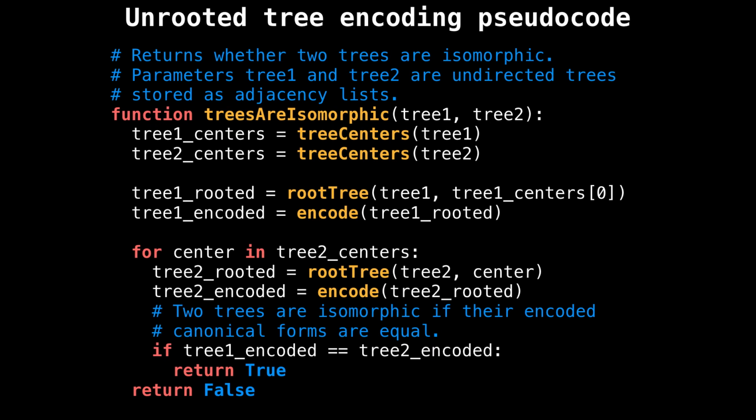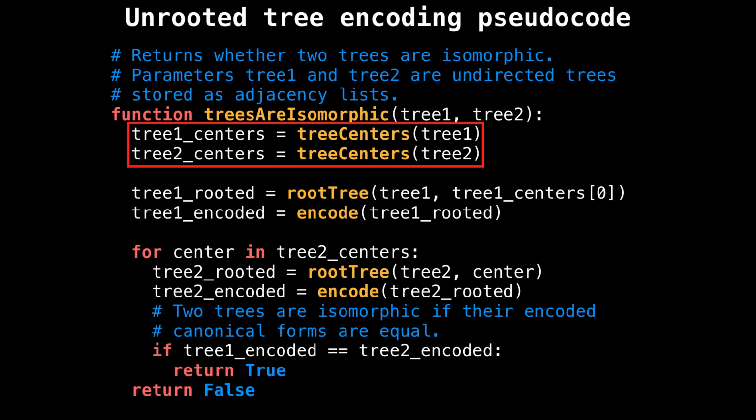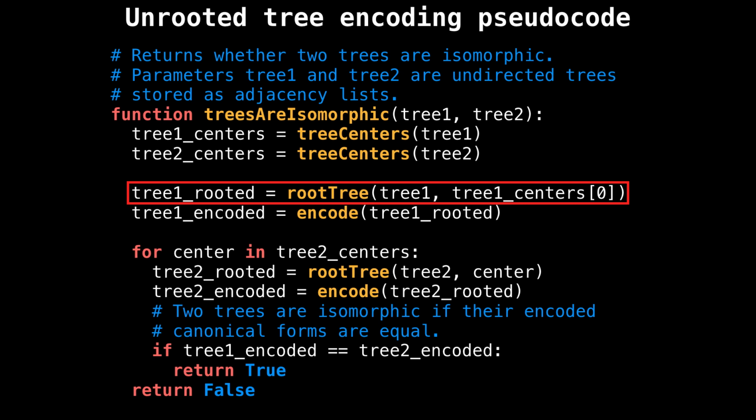Okay, good. Now let's have a look at some pseudocode for testing tree isomorphisms. The trees are isomorphic method takes in two undirected trees as input, tree 1 and tree 2, both of which are stored as adjacency lists. The first thing we do is find the center node or nodes of these two trees. This is a method I'm borrowing from one slide deck ago. After that, I root tree 1 using the first center node, which there will always be at least one of.